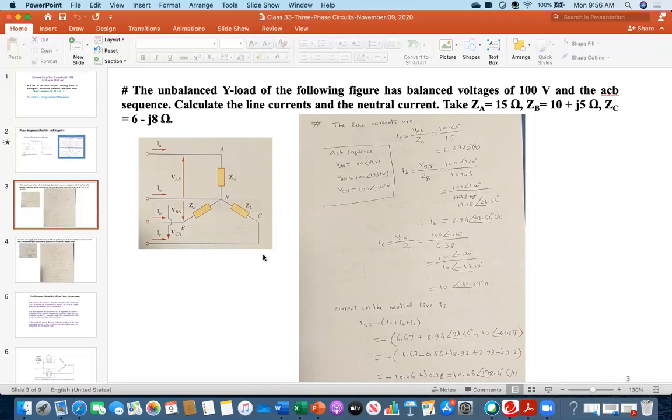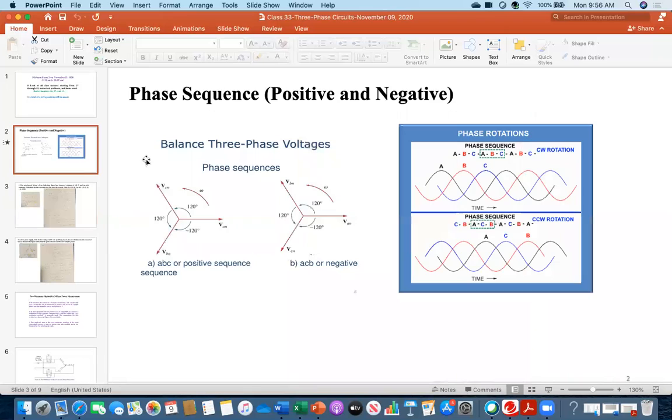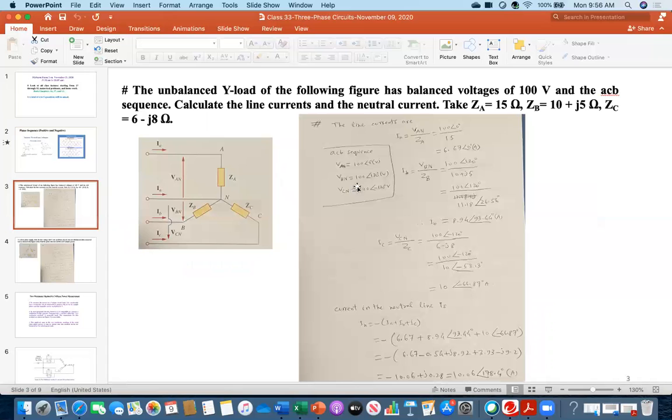Yeah. So everything is given, like VAN, VBN, VCN, those things are given. But the only thing you have to be careful about is the angle of VAN, VBN, VCN. This is based on the ACB sequence. That is the significance of what I was explaining on the previous slide. You have to clearly look in the problem whether it mentions ACB or ABC phase sequence. That is the meaning only.